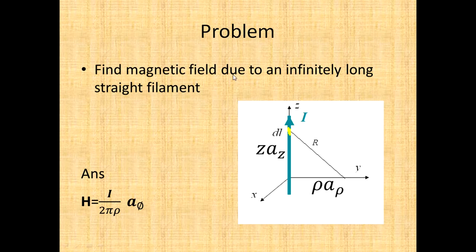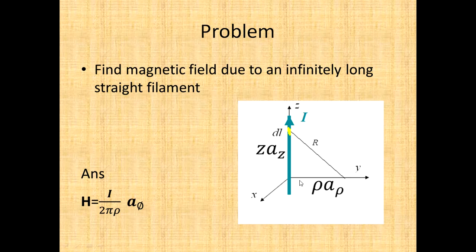So, magnetic field due to the infinitely long straight filament. While solving this problem, we consider a short current element, and this is the distance R. Then we apply the Biot-Savart law. First we can write this in the Cartesian coordinate system, then we convert it into the cylindrical coordinate system.